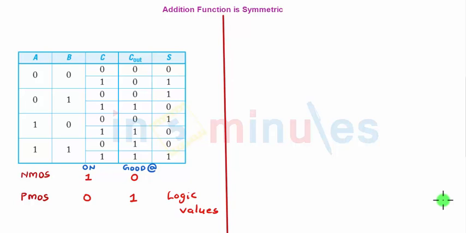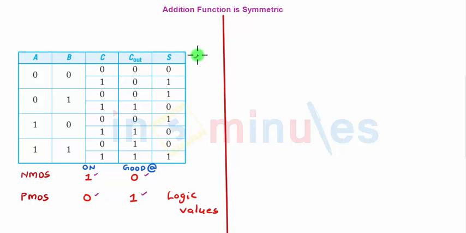Remember, in the previous clips we studied how to implement the transistor level diagram by looking at the truth table. We are going to deploy that technique again now to understand that the addition function is symmetric. Before we go ahead, remember what we have already done in the previous clips: my NMOS transistor turns on when a 1 is applied at its input and is good at producing a 0, so it will be a pull down circuit. Whereas a PMOS transistor turns on when a 0 is applied at its input and is good at producing a 1, or a logic high value at the output. This is going to be the benchmark along with our truth table.